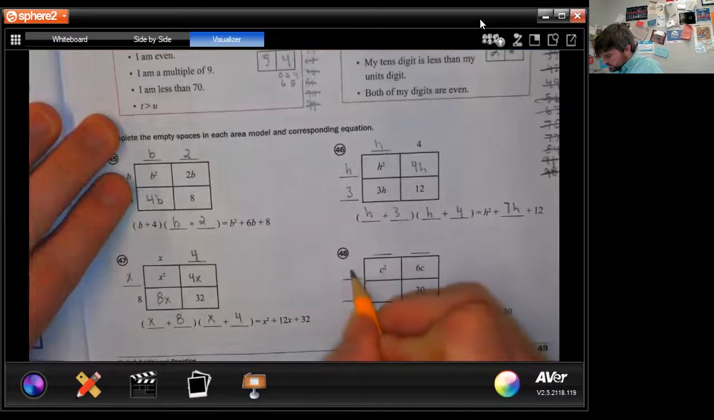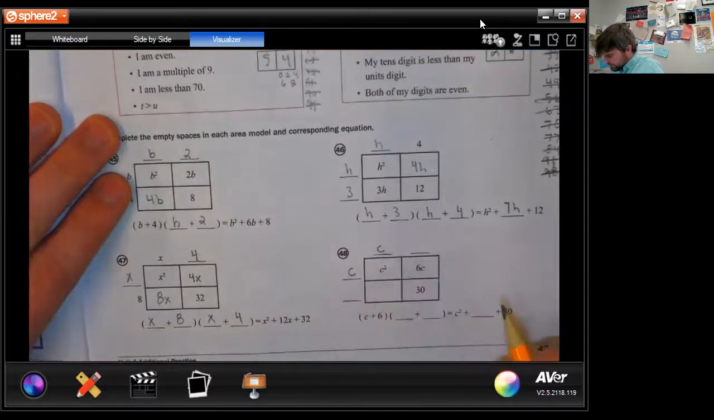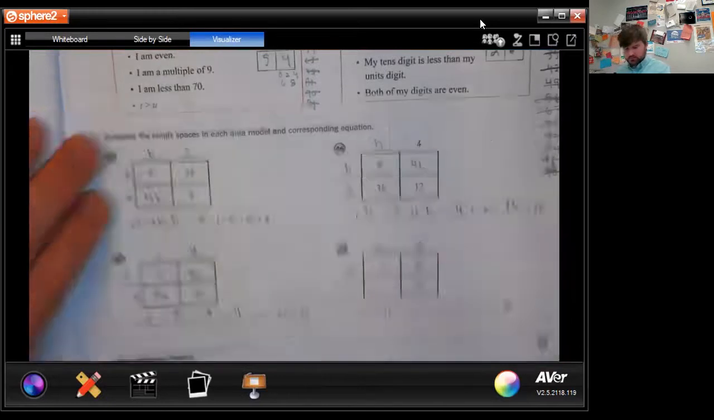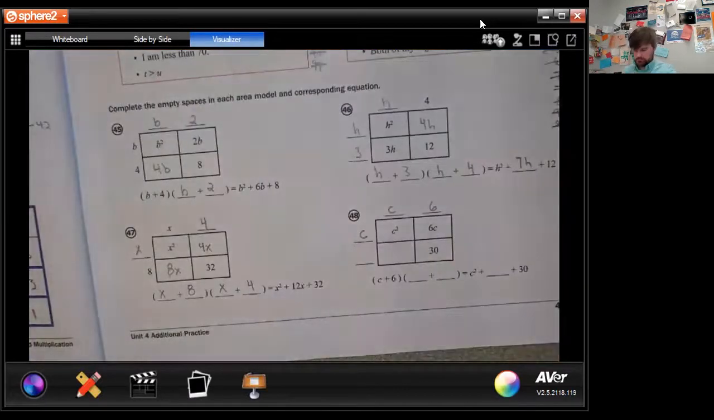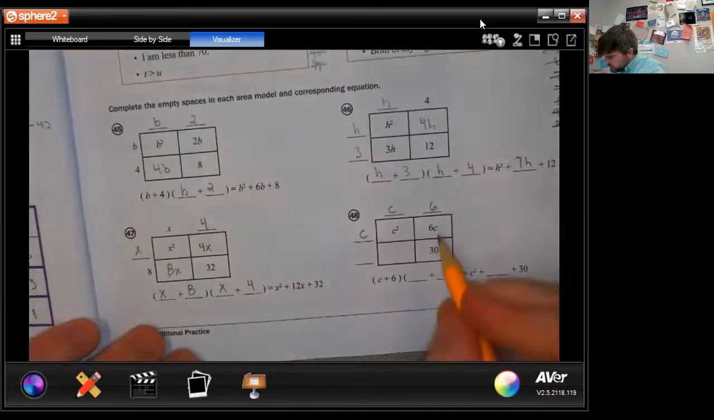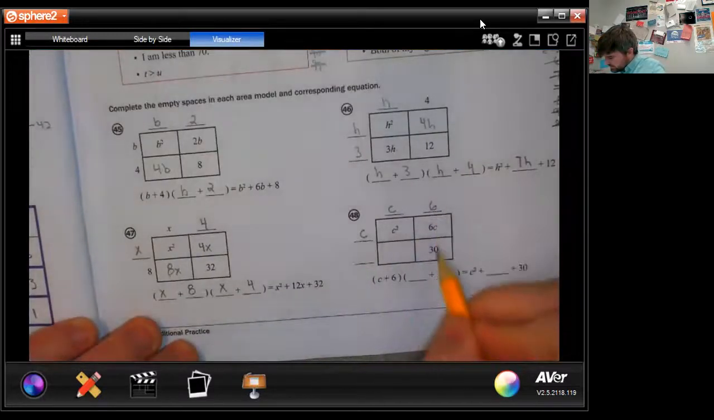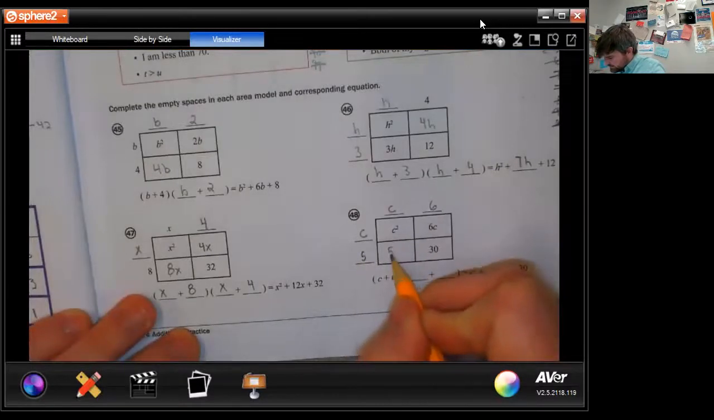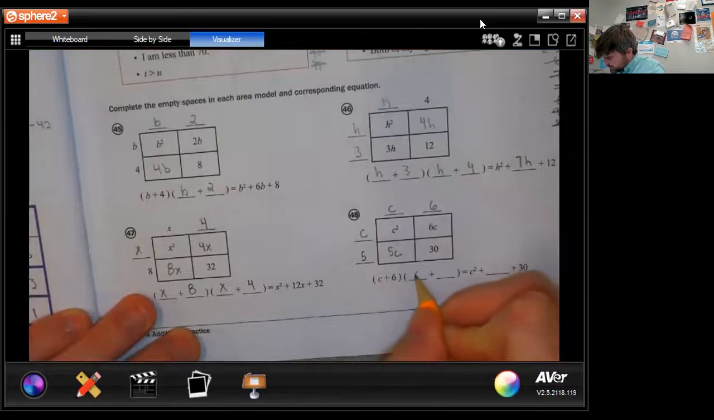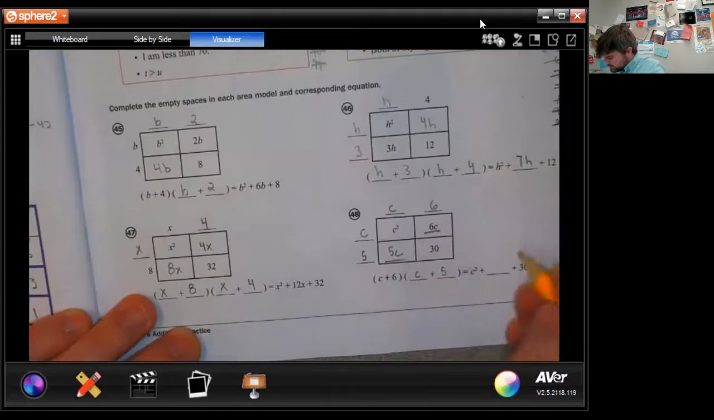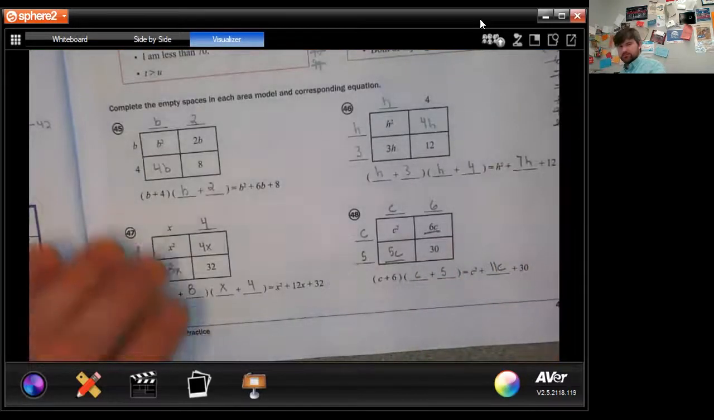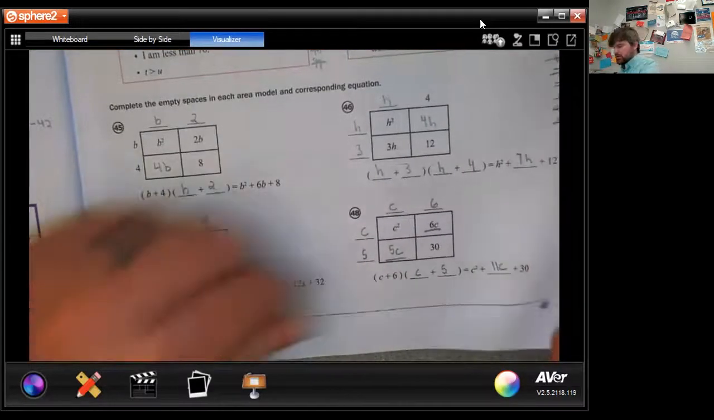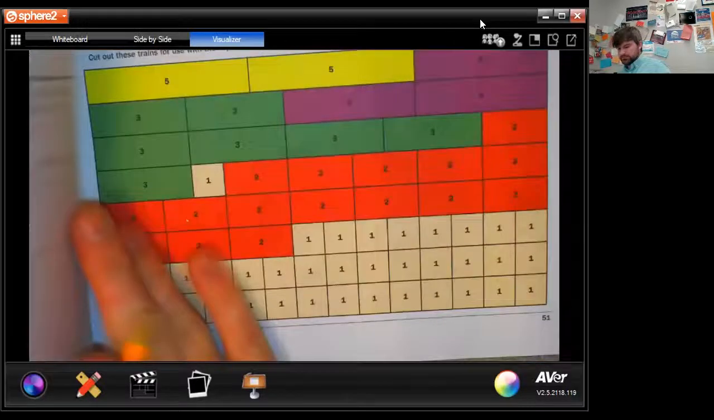Okay, c squared would be c and c. Okay, 6c would be 6. And then 6 times what is 30? That'd be 6 times 5. So this is 5c. So this would be c plus 5. And then you have 6c and 5c, which is 11c. A little problem solving there.